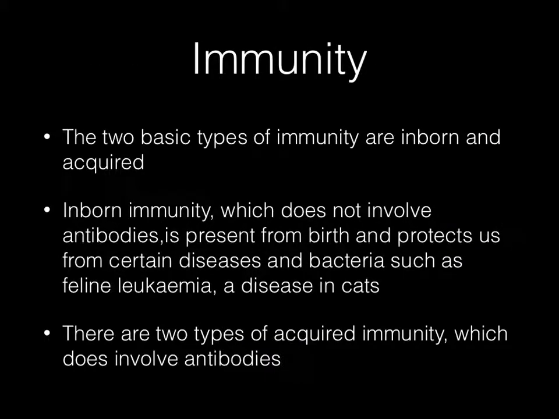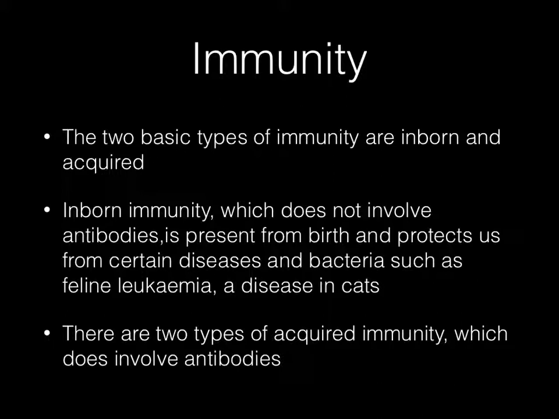Immunity. The two basic types of immunity are inborn and acquired. Inborn immunity, which does not involve antibodies, is present from birth and protects us from certain diseases and bacteria such as feline leukemia, a disease in cats.